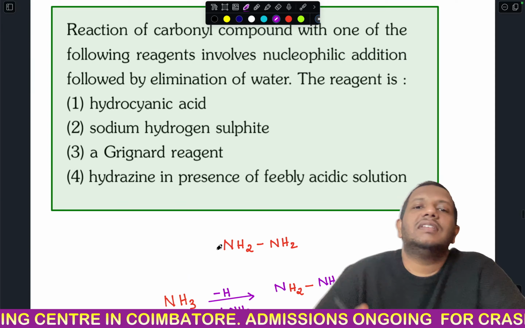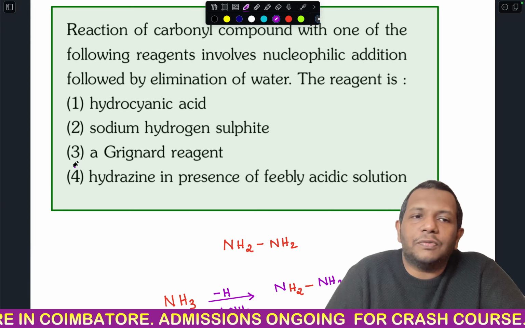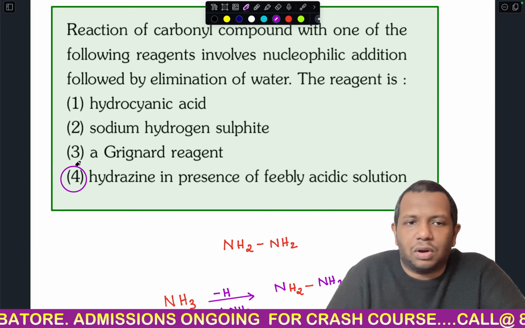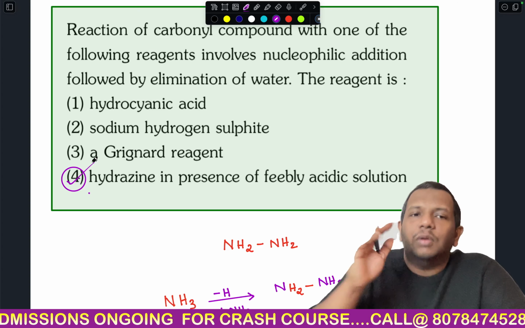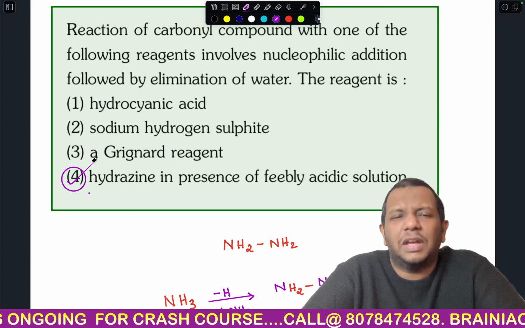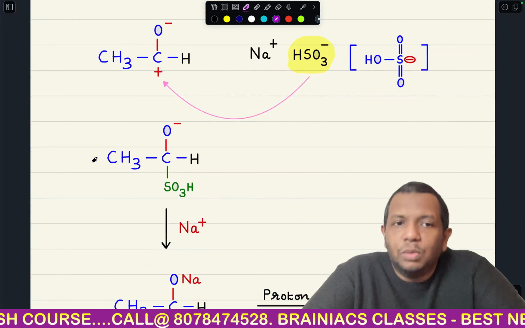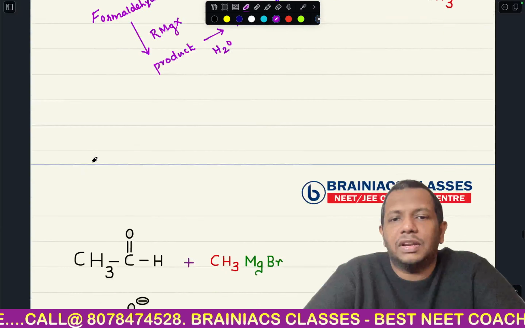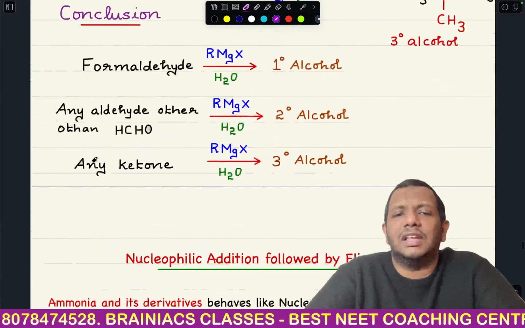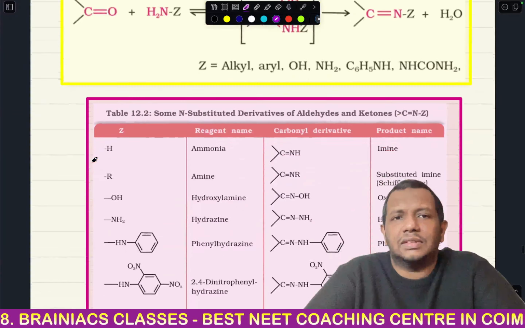So surely hydrazine will undergo nucleophilic addition followed by elimination of water. Now I will help you with how this mechanism happens, and I will explain in detail what the other reagents are and what products you get during this particular process. It's very, very important. I have taken directly from NCERT the reagents which undergo reactions like this.